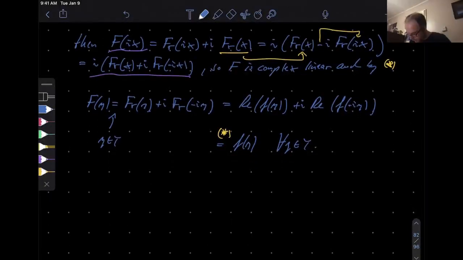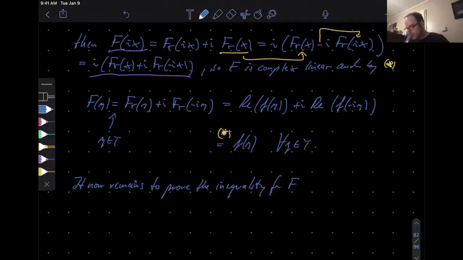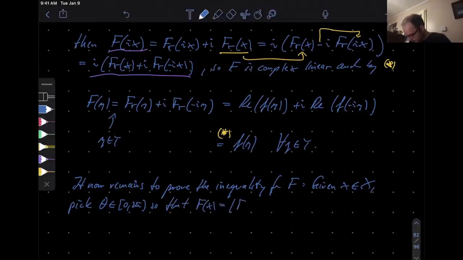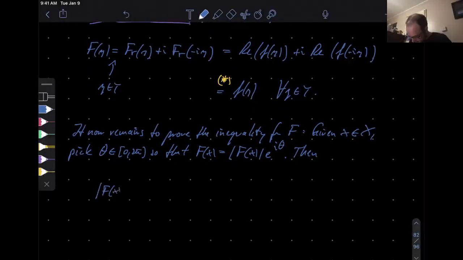Now what remains is the domination. It now remains to prove the inequality for F, so that the complex modulus of F(x) is at most equal to p(x) for all vectors x in capital X. All right, so given any x in X, use polar representation, so pick theta in 0 to pi so that F(x) is in polar form, complex modulus times the angle. All right, then what do we have for F(x) in complex modulus?